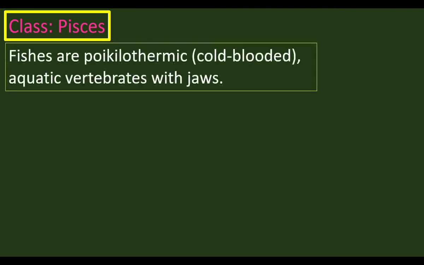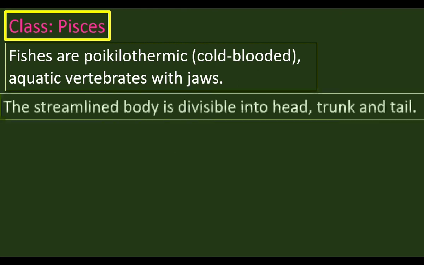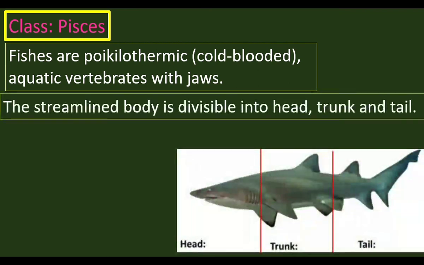Pisces includes all the fishes. They are aquatic. They are poikilothermic vertebrates with jaw. Poikilothermic animals are called as cold-blooded animals. Cold-blooded animals change their body temperature according to the changes in the surrounding. Their streamlined body is divisible into head, trunk and tail. The body divisions are head, trunk and tail. There is no neck in between head and trunk.